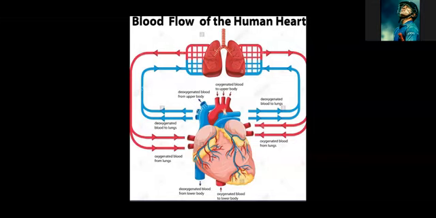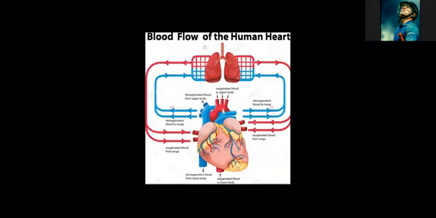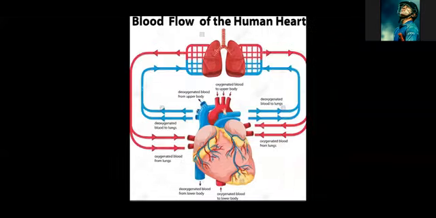So, as I told you its size in the previous lecture, it's about your closed fist, right? And it is situated in between the lungs. It is protected by the thoracic cage, that is your chest cavity, children, right? And a human heart is divided into four chambers, completely separate four chambers, right?